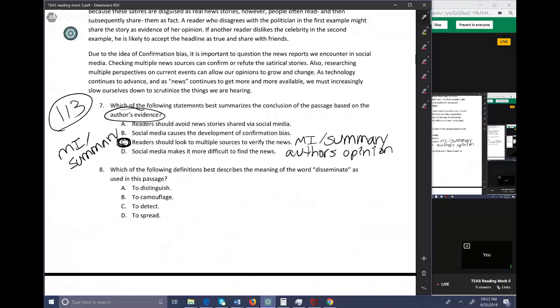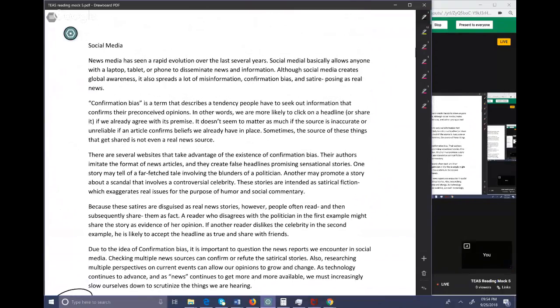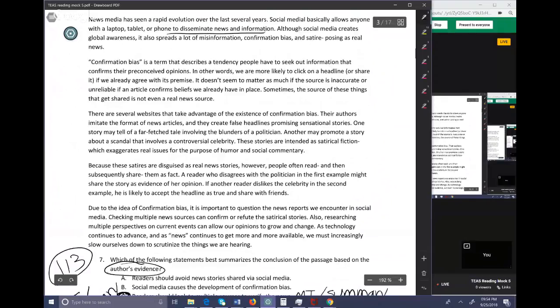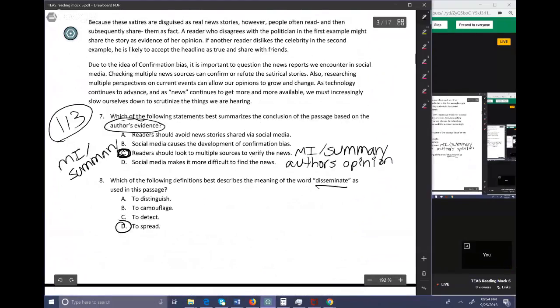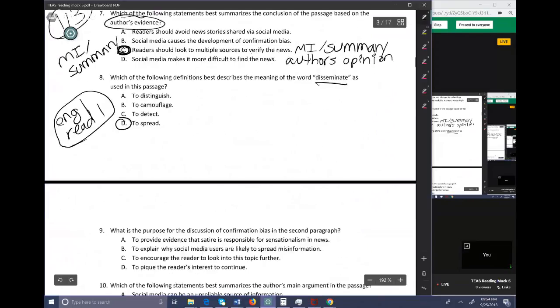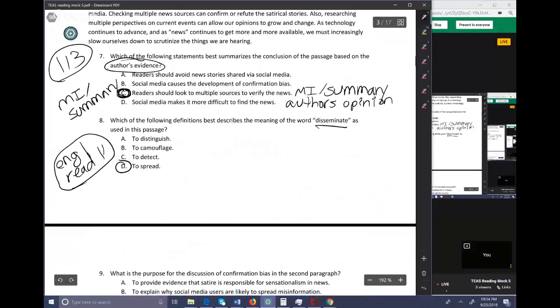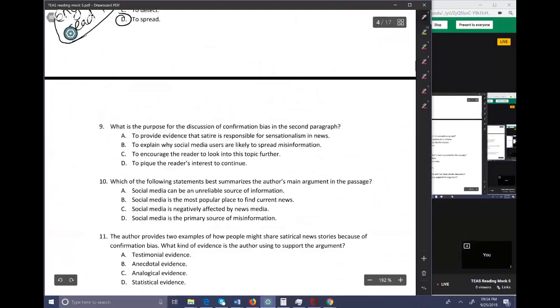Which of the following definitions best describes the meaning of the word disseminate as used in the passage? That is used right up here, and it is used as to spread news. That's a combination of actually English 1 and reading 1. There is a list in English 1 of the words that you need to know the definitions of. And then in reading 1, and actually also in reading 5, we talk about those.